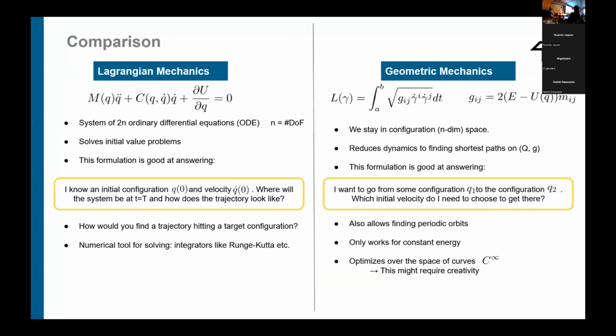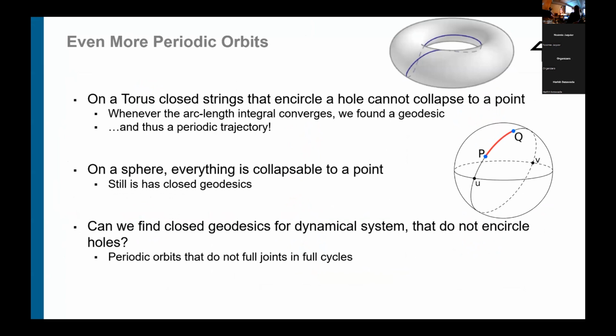Okay, I'm skipping this. I just wanted to mention one last thing, and this is that we can also find periodic orbits that do not turn one of the joints in full cycles. And I think these are actually the ones which are most promising for robotics, because usually we can't turn joints in full cycles, right? And we also find those, but it's a bit more complicated, because there you don't have the property that the topology of the space prevents them from collapsing to a point, right?